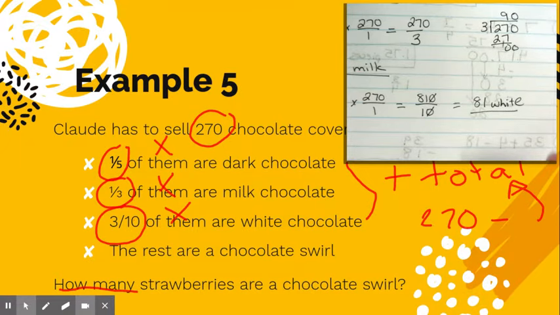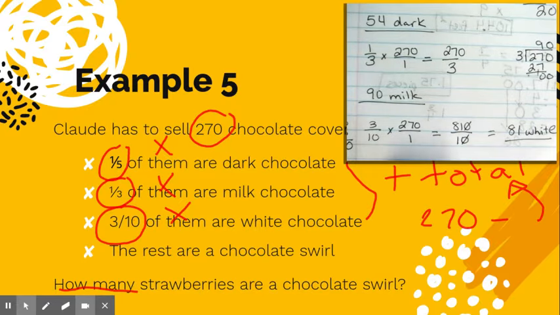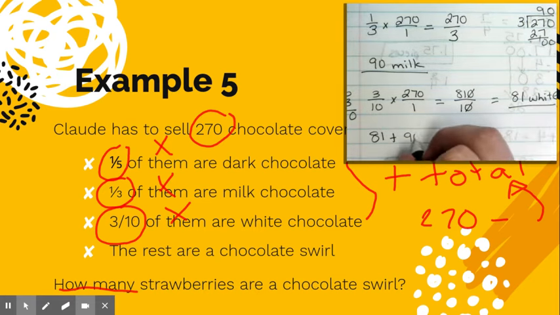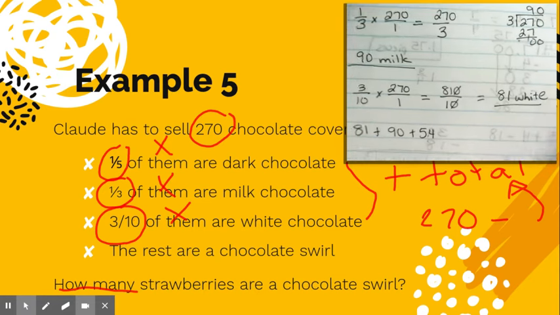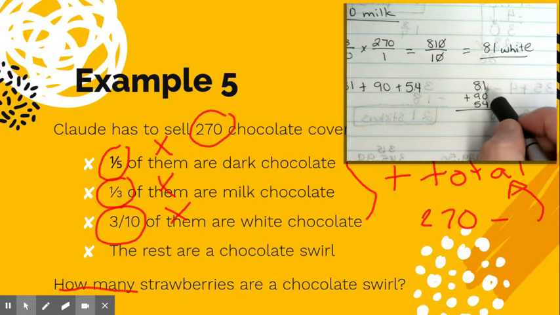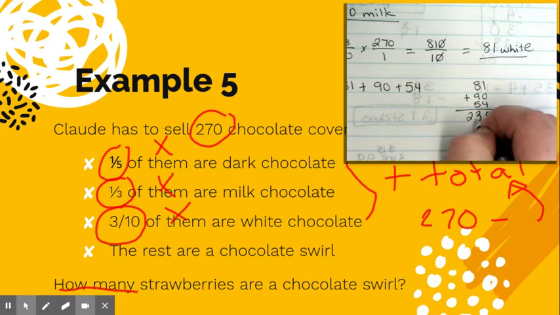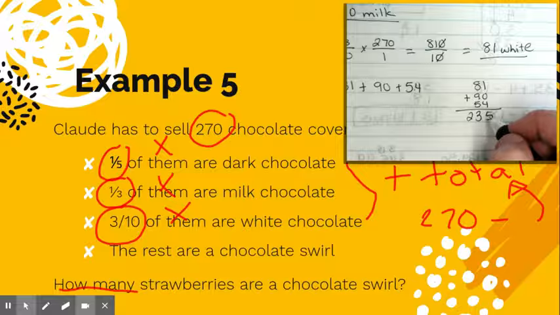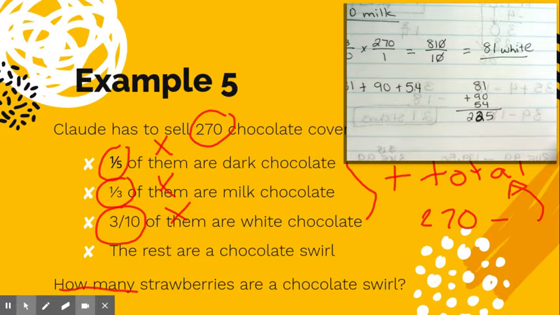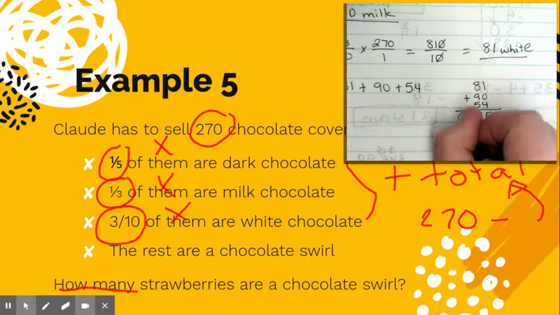Okay, so now I need to add all three of those together. 81 plus 90 plus 54. Okay, 4 plus 1 is 5. 8 plus 9 is 17. Plus another 5 is 23. 22. Sorry. Wrong. 22. Sorry. 225. So that's how many total I have right now.